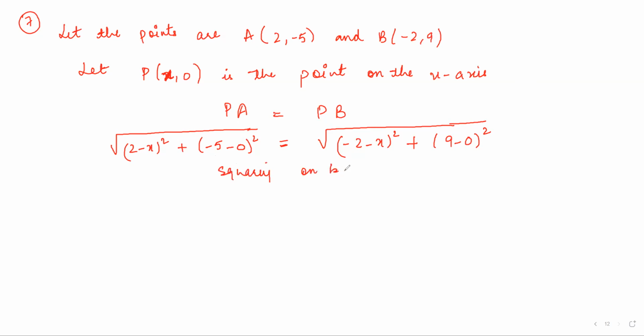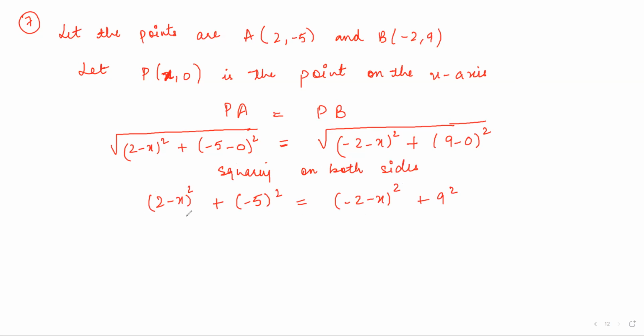Squaring on both sides. When we take the square on both sides, the square root will be gone. So only (2 minus x) whole square, then plus minus 5 minus 0, which means (minus 5) whole square, will be equal to (minus 2 minus x) whole square plus 9 whole square, right? So it is easier to solve.